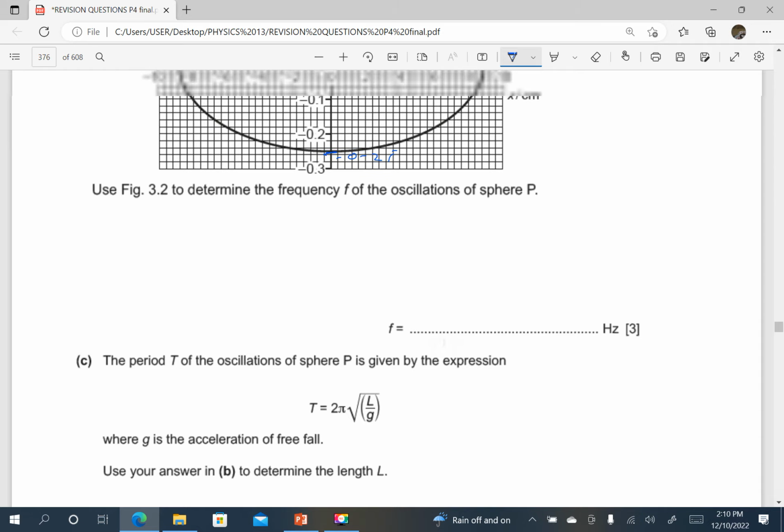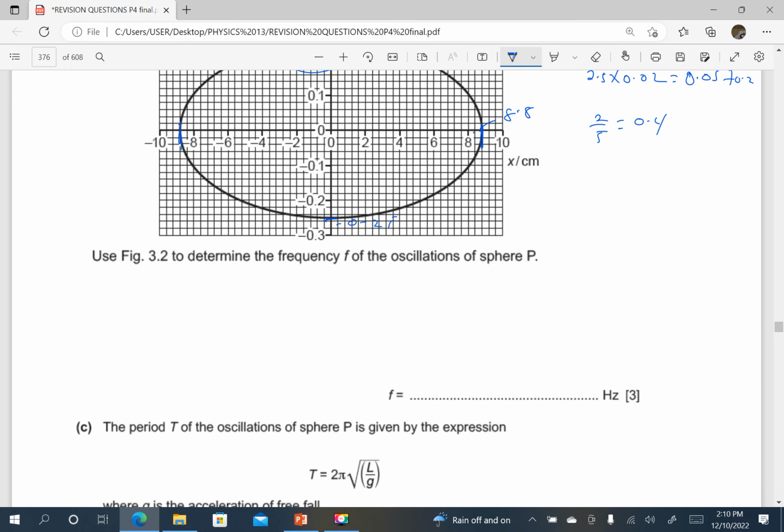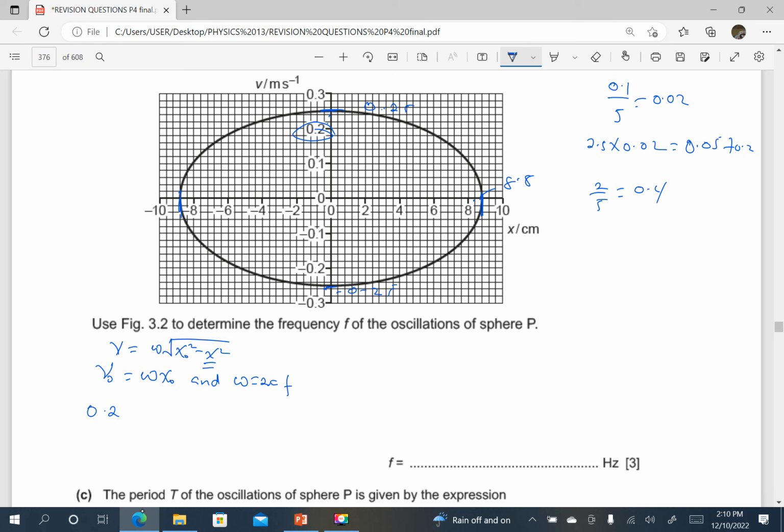Let's now answer the question. Use the figure to determine the frequency f of the oscillations of the sphere P. Remember, we have just seen that velocity is equal to omega square root of x naught squared minus x squared, and velocity is maximum when x is 0. So maximum velocity is omega times x naught. And also recall that omega is 2 pi times f. So v naught, which we have got from the graph as 0.25, is going to be equal to omega, which is 2 pi times f, times maximum displacement, which is 8.8 times 10 power negative 2, to change it to meters. So I will just divide straight away without wasting time. 0.25 divided by 8.8 times 10 to the power negative 2, divided by 2 pi.